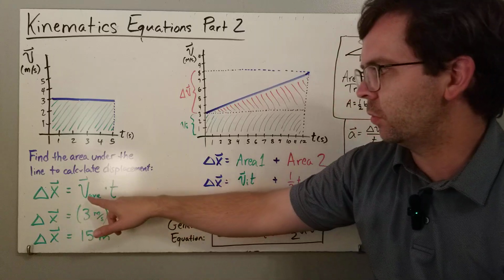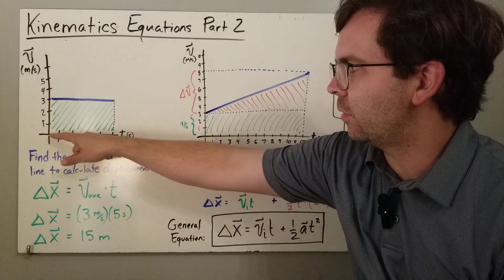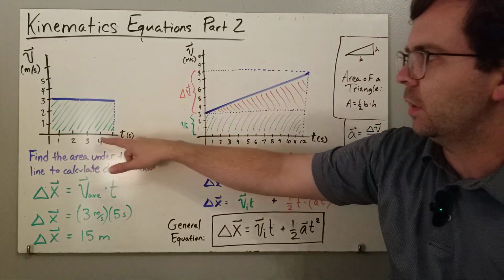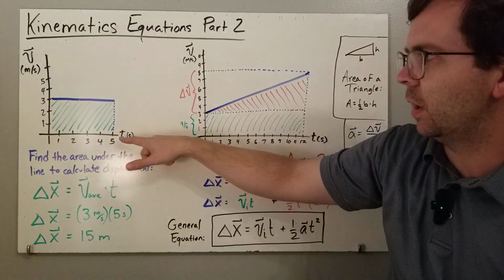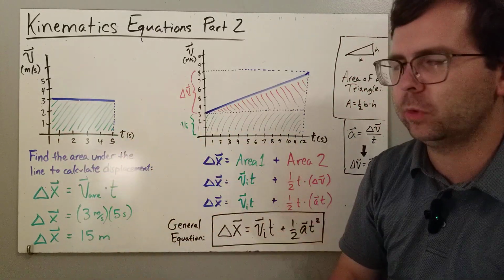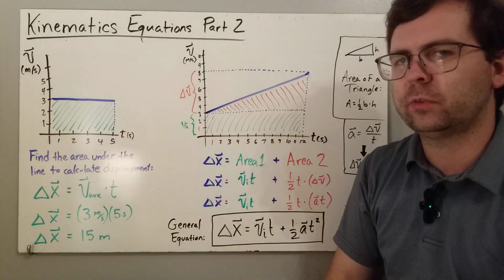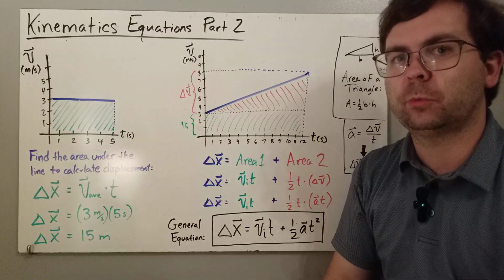The displacement equals the average velocity multiplied by the time. And so in this case, the average velocity is 3, and the time is 5 seconds. And so you can find the area of this rectangle by doing 3 times 5. That's 3 meters per second times 5 seconds. And that gives you a displacement of 15 meters. So the area under a velocity time graph is equal to an object's displacement.